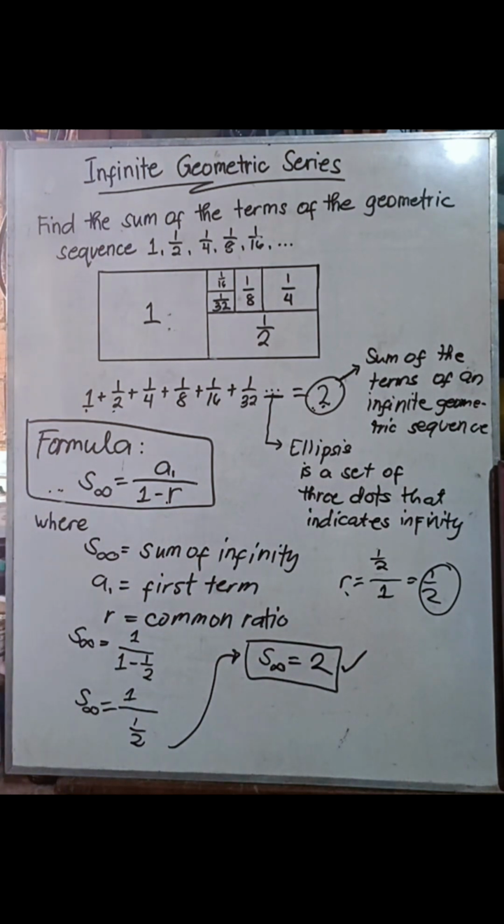Take note, this formula is applicable only to infinite geometric series when the common ratio is lesser than 1 but greater than negative 1. So, take note, the common ratio is lesser than 1 but greater than negative 1. That is the only thing you need to remember. So, let's proceed to our next example so you can understand the lesson even more.